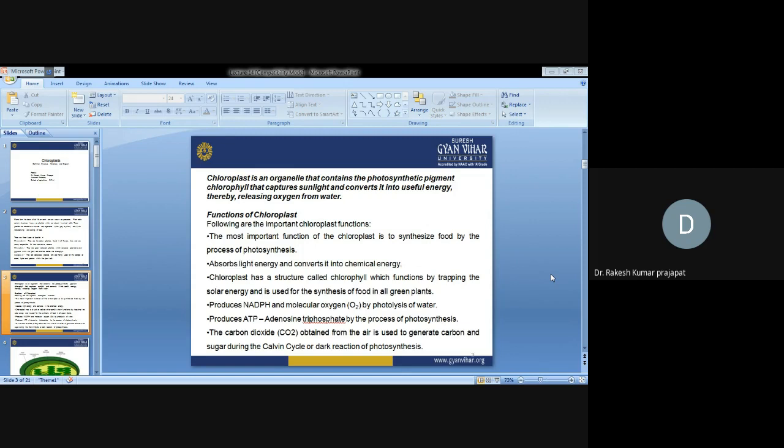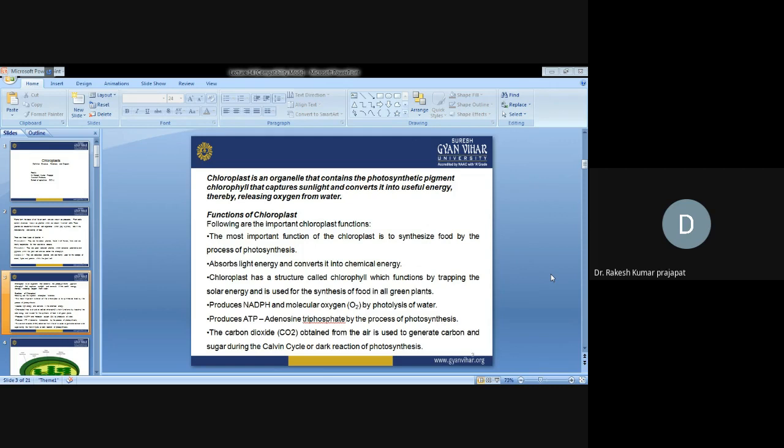The most important function of chloroplast is to synthesize food by the process of photosynthesis. The main function of chloroplast, with its green color, is to capture the sunlight and synthesize food by photosynthesis. It also absorbs light energy and converts it into chemical energy.